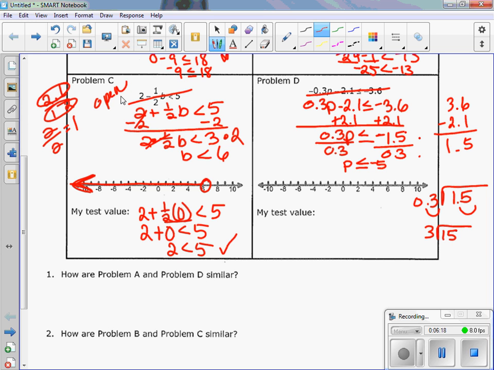This one is actually a less than or equal to as well. It is going to be closed, and it starts at negative 5. And everything less than that gets shaded.